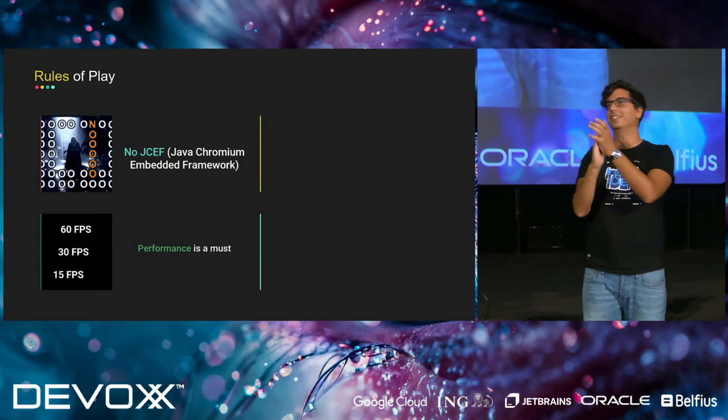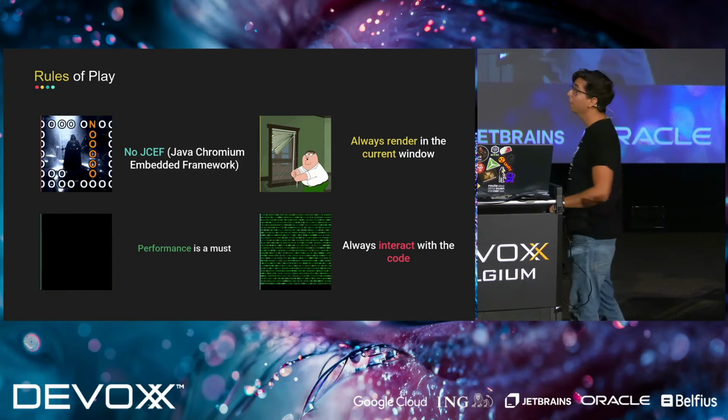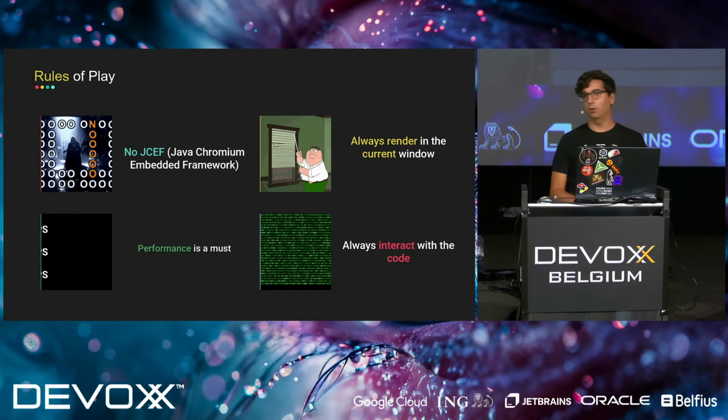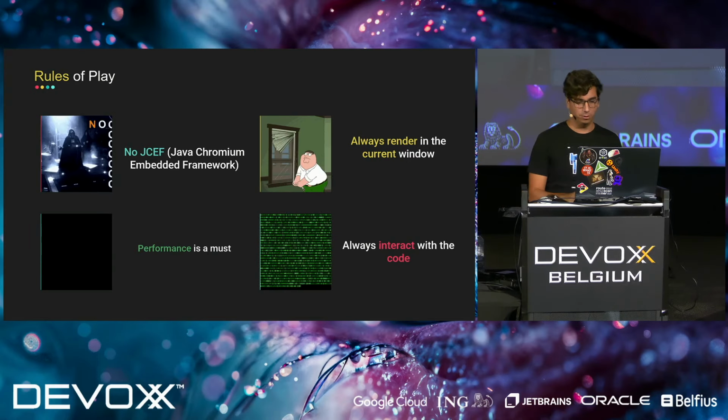But yeah, for me, performance is a must. So we'll be going for the maximum performance we can find. We will always try to render whatever we're doing in the current window we're seeing right now. So we won't be opening any pop-up windows, stuff like that. And of course, it is an integrated development environment. That means there's a lot of code there, and we need to interact with the code in some manner. So we're going to be trying to do that as well.